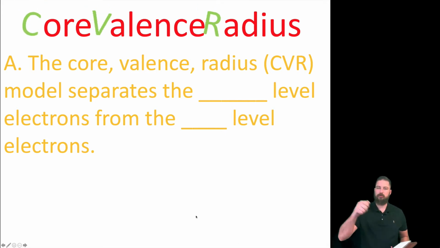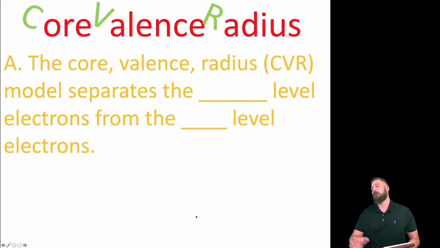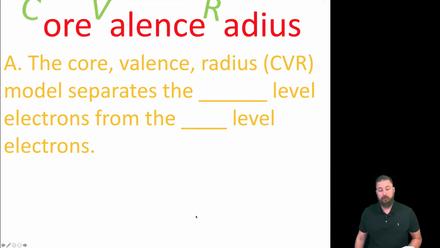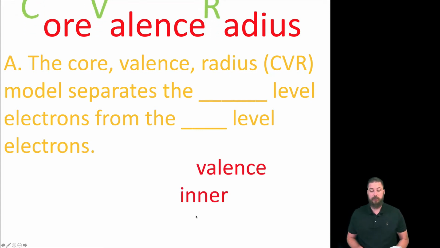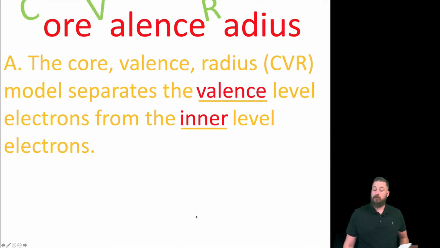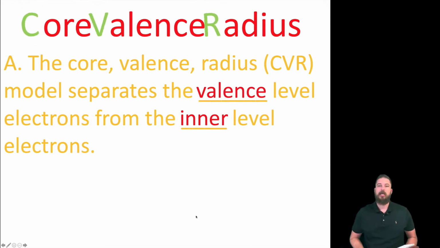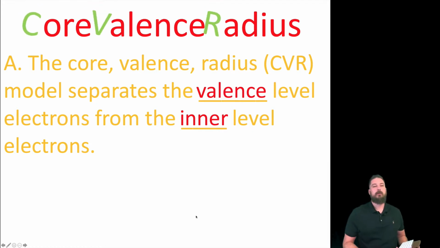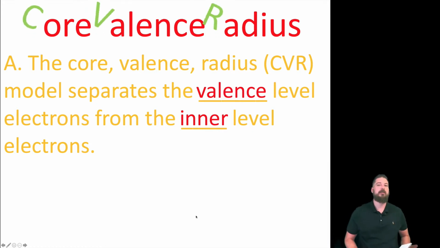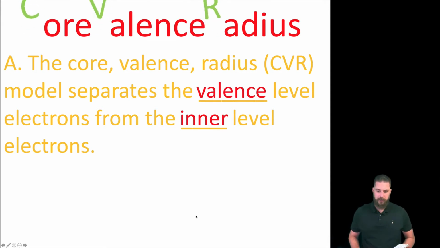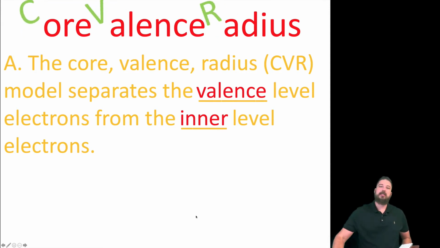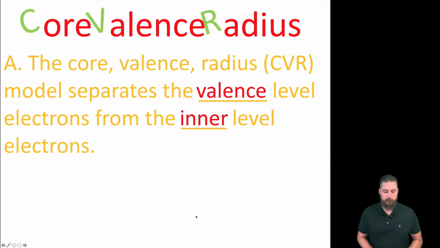So we want to think about how the electrons are attracted to the nucleus. We also want to think about how the other electrons interfere with that as well. So the core valence radius model separates the valence level of electrons from the inner level of electrons. And so when we talk about valence electrons, we're talking about electrons that are on the outermost energy level. And when we start thinking about different properties of elements and different trends that occur on the periodic table, we want to think about them in terms of the valence electrons, all right? The inner electrons are anything that's underneath the valence electrons.